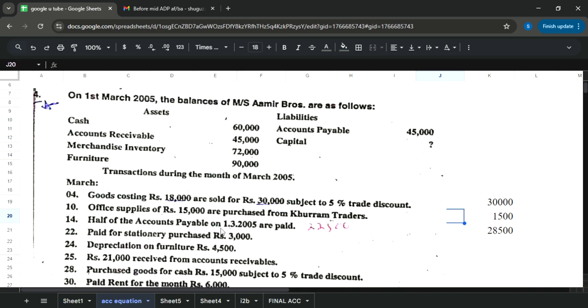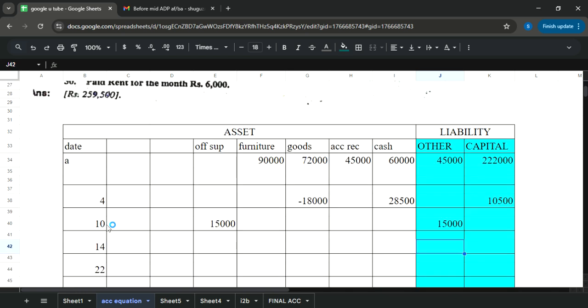Half of account payable on 1/3 is paid. Look at here, this is 1/3, 1st March. At that time account payable was 45,000 and it has been said half of account payable is paid. Half means how will you calculate half? 45,000 was the total amount. You will just divide it by 2 and get the half amount. So half the amount has been paid. What does that mean? Liability has decreased. So minus 22,500 you will put over here.